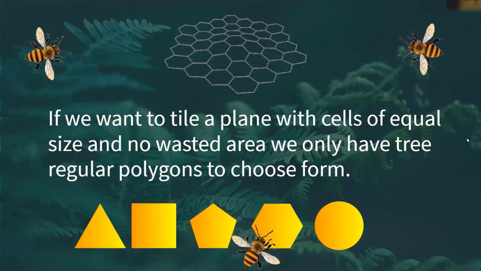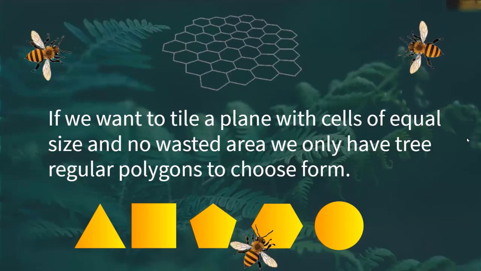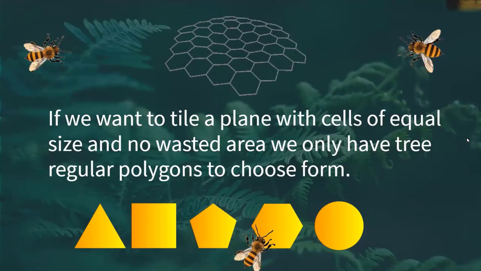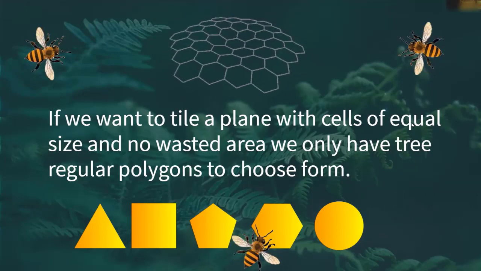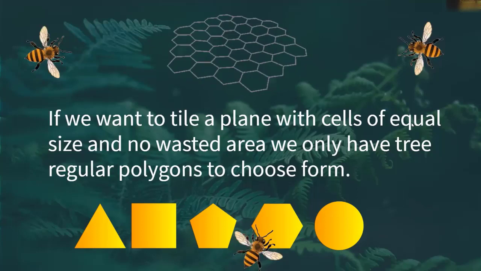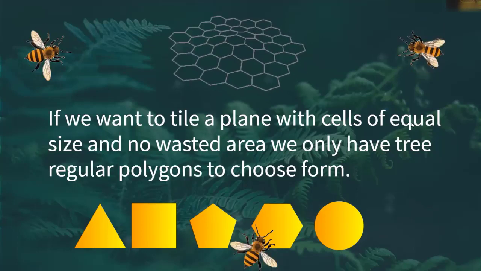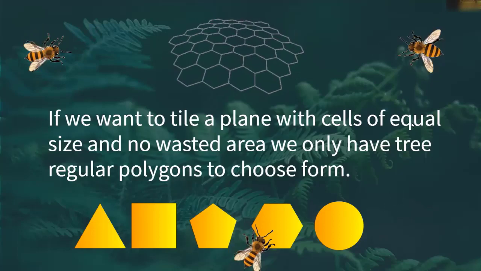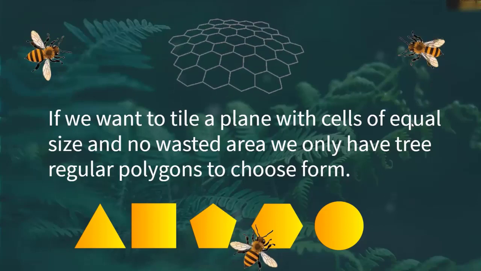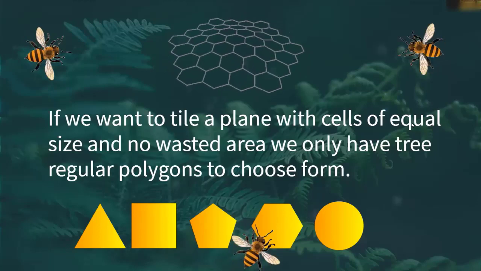Regular polygons, now we will see the reason. If you want to tile a plane or cover a plane with cells of equal size and no wasted area, why hexagons? If you want to tile a plane with cells of equal size, regular polygons, as we call them in mathematics, and no wasted area, we only have 3 regular polygons to choose from. There are 3 possible solutions if you want to cover a plane without wasted area. So it will be triangle, square, or hexagon.